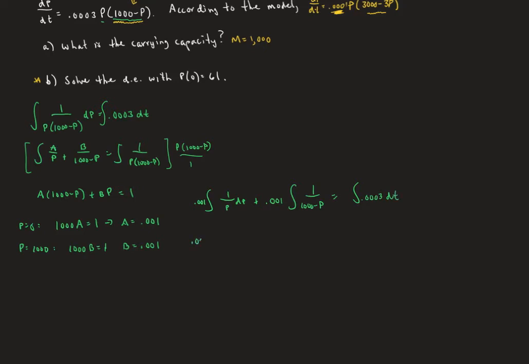So we're going to get 0.001. This is going to become the natural log of p, plus, now here we're doing a little u substitution in our head. So when the u is 1,000 minus p, the du is going to be a negative dp. So it's going to make that end up being a negative. So I'm going to call that a minus 0.001 times the natural log of 1,000 minus p, and that's going to be 0.0003 t plus, there's our constant of integration c.